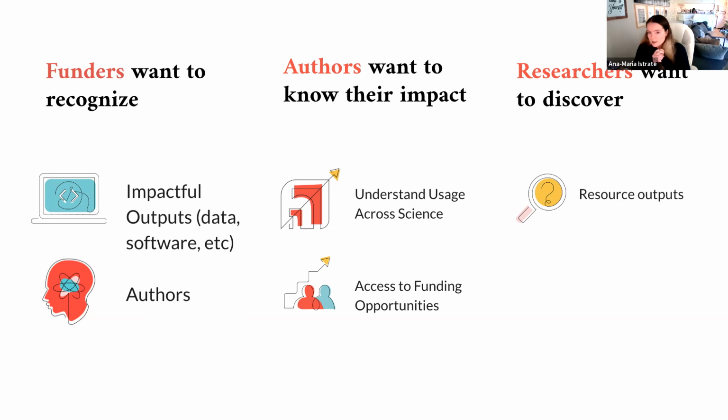The authors themselves, and this might be someone who developed an open source software or created a data set, want to know their own impact. So you want to understand how are you being used in science or across science, who's using you and why. And you also want to get access to funding opportunities and things like citations or usage in science, downloads. These are all things that matter for getting these funding opportunities. Researchers themselves just want to discover what data set can I use for my particular problem? What software should I use for my particular problem? What software are other people using?